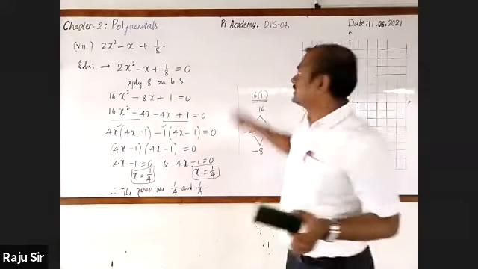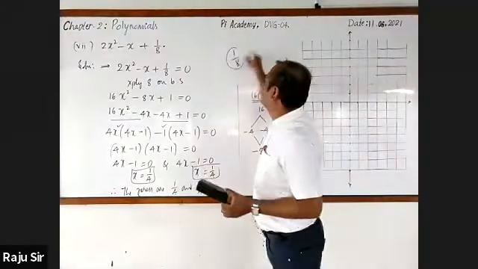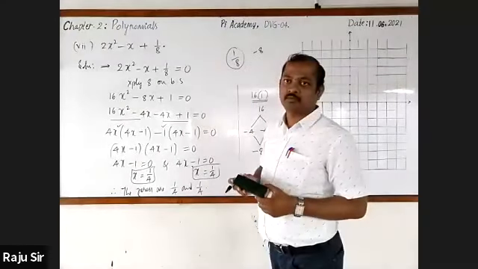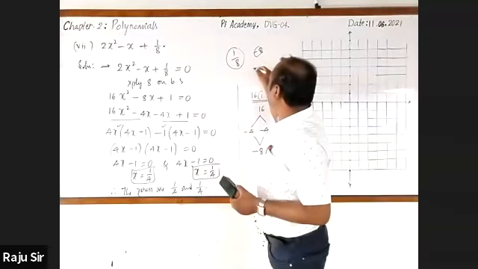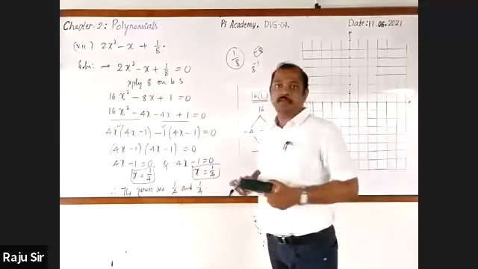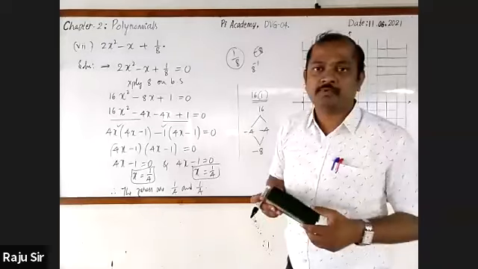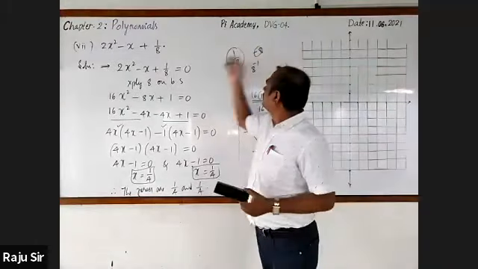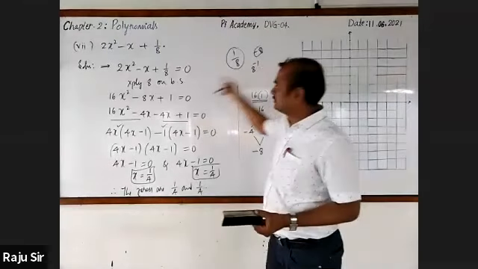One student is asking, sir, can we take 1 by 8 as minus 8? You cannot. 1 by 8 can be written as 8 raised to the power minus 1 if you use laws of exponents. Here there is no need to write it either like this or like this. This is the best way.